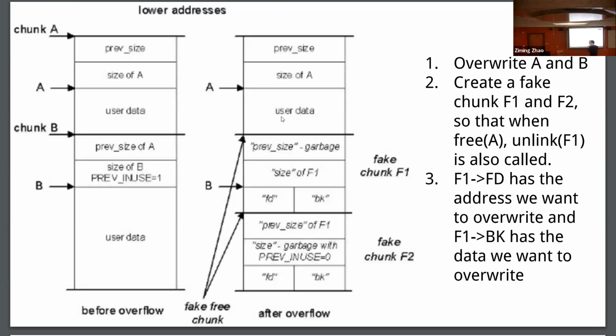So you can see this is from a very old book, actually. We have chunk A in use, chunk B also in use, and the bit of chunk B says previous chunk in use is set, which means A is in use. This is before overflow. Now we can overwrite, let's say here we can overwrite A and B. So we can fake data in that address.